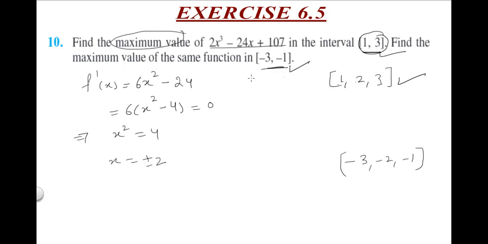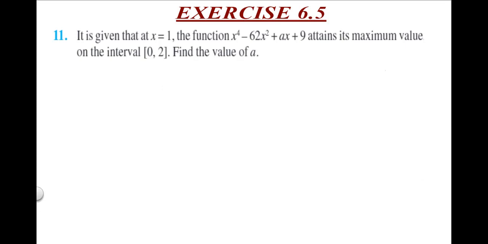Out of these three values, when you place them in your function, you have to check at which point you are getting the maximum value. Similarly, out of these three values you have to place them in the function and see which is the maximum value. So for two different intervals you have to tell different values. In this interval which is the maximum value, in this interval which is the maximum value. Clear? Let us go with another question.